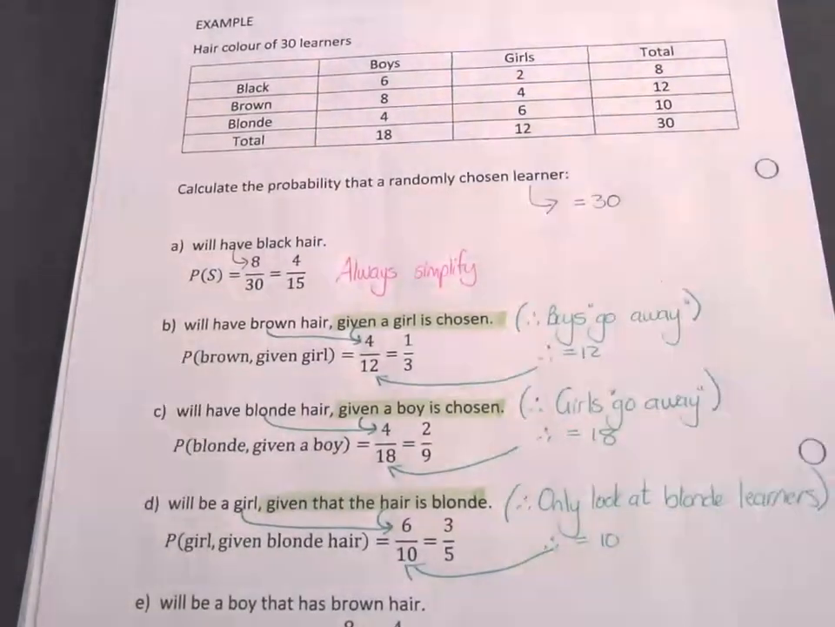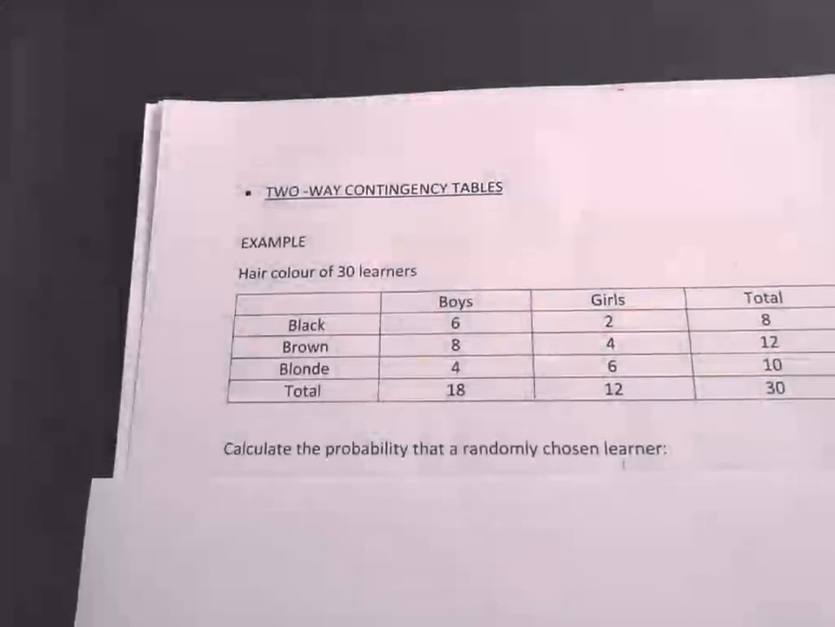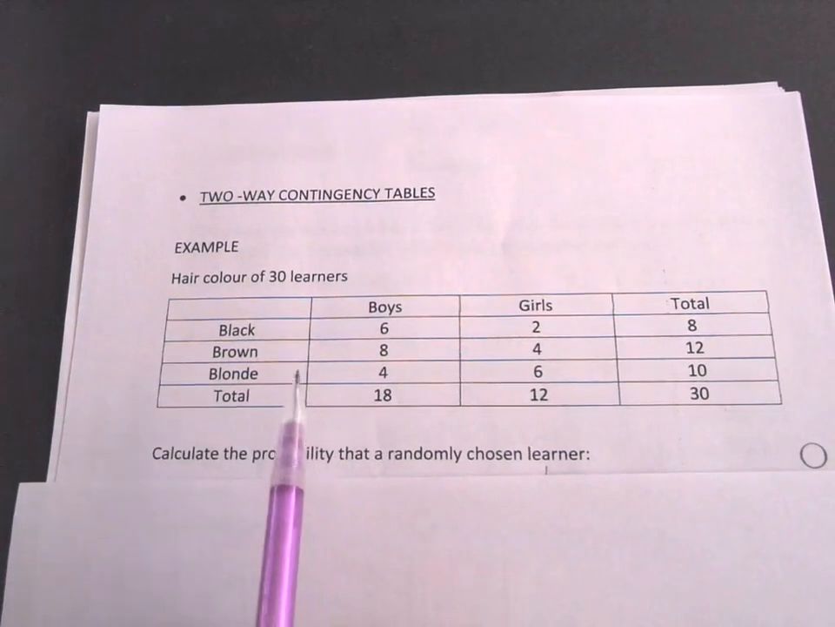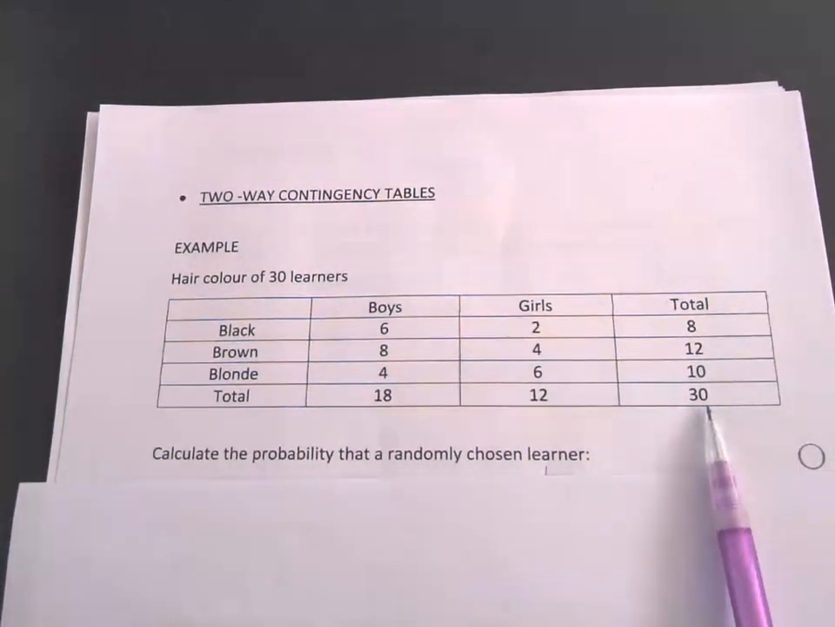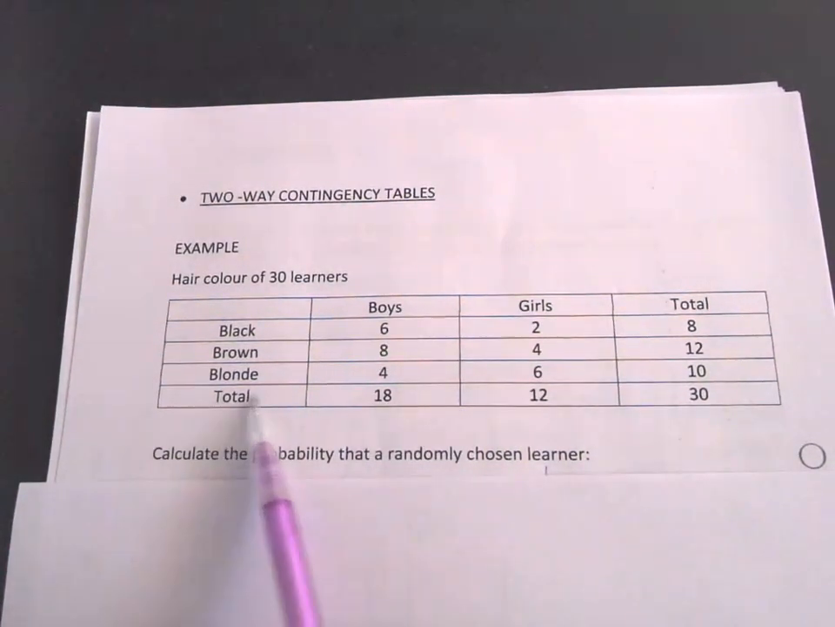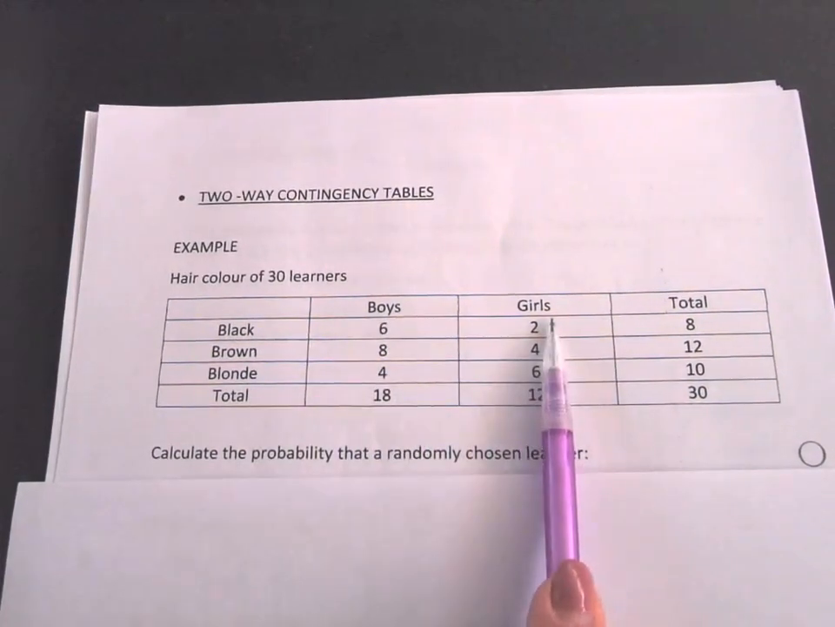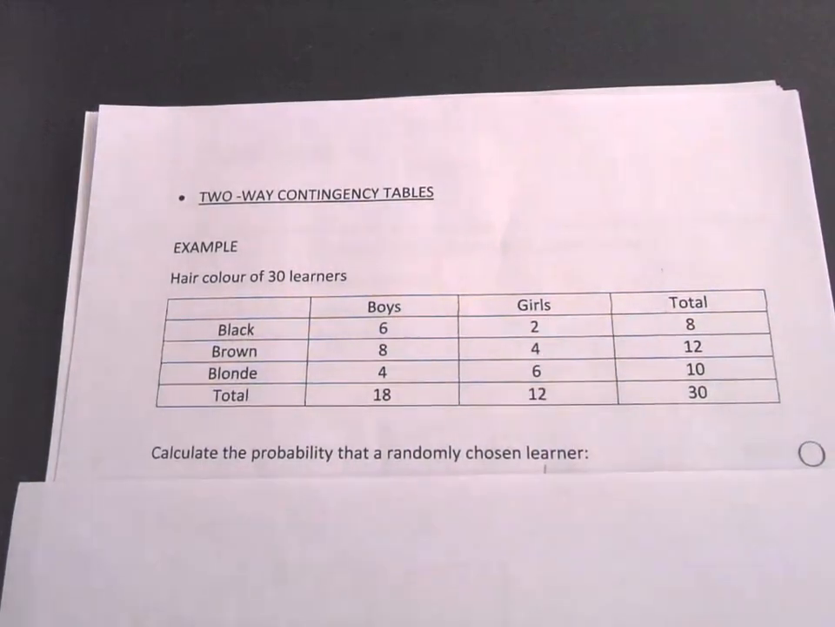Let's look at the two-way contingency table. This one is the most difficult one when I ask you probabilities, because you have to read very carefully. We have a class of 30 children. How do I know it's 30? The grand total is 30. And we look at the boys and the girls, the color of their hair.